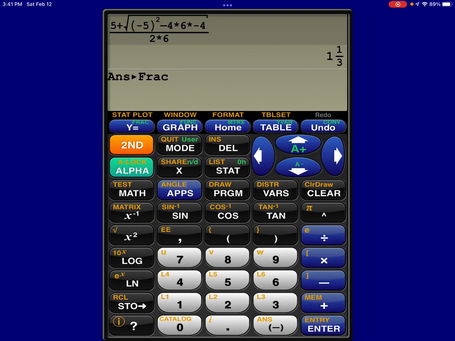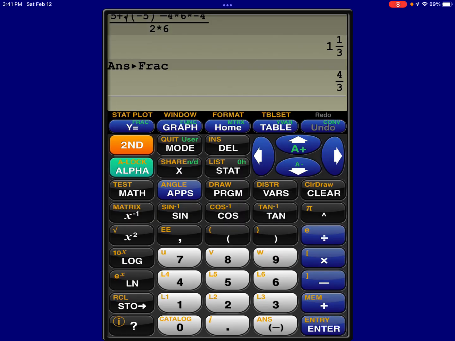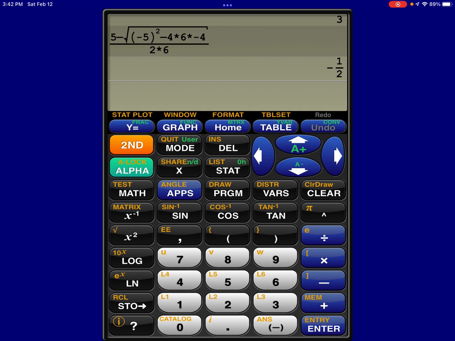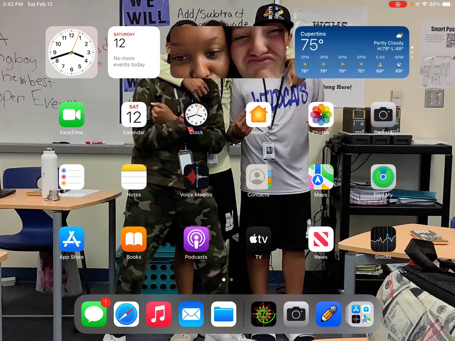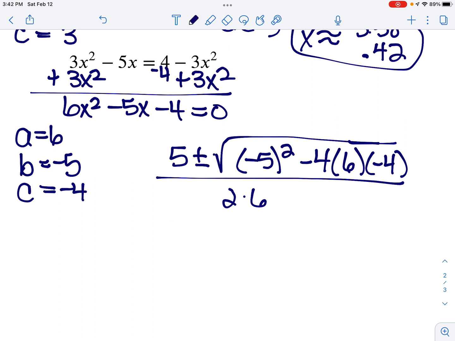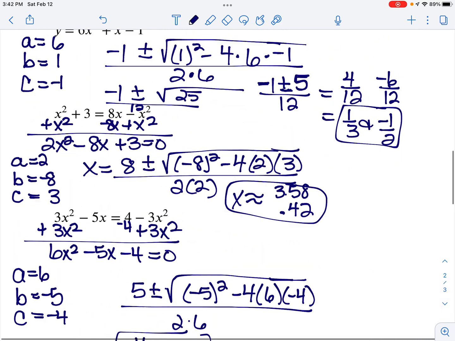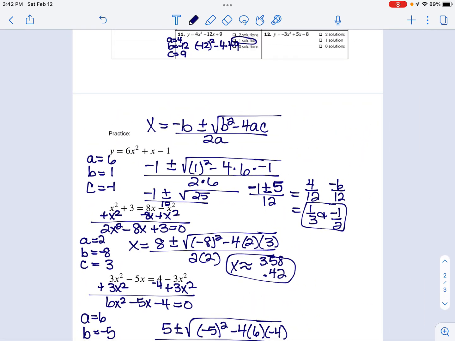Let's change that to a fraction. So 4/3 or 1.3333, and then second enter, back up, minus, and then negative 1/2. So 4/3 and negative 1/2 are my solutions. I have 2 real solutions. Negative 1/2. That is what x equals. And that is using the quadratic formula to solve quadratic equations. All right, that's it.